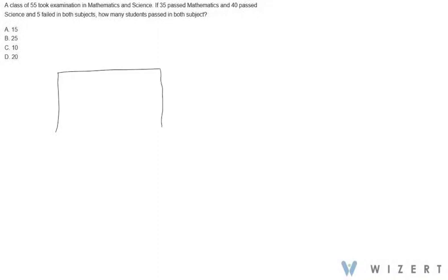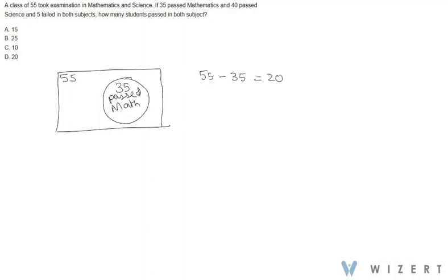Let this be representing 55 total students, and a circle inside it be representing 35 students who passed math. This means that 55 minus 35 equal to 20 students failed math. Similarly, about the second statement, let this be representing 55 total students.